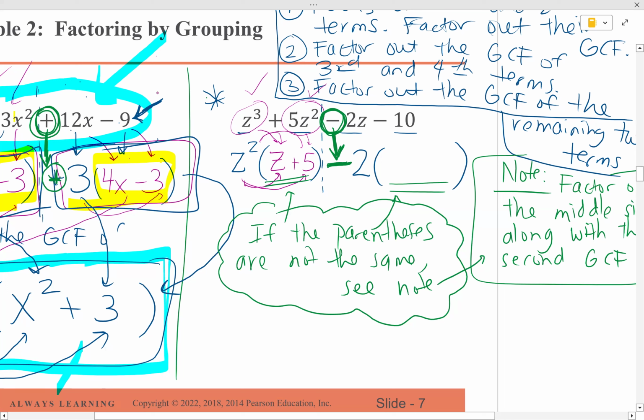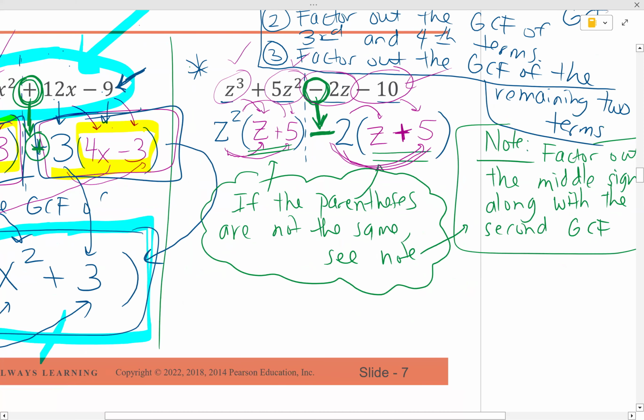Negative 2 times what would make negative 2z, because that's what I'm trying to make happen here, z. Negative 2 times z, yeah, okay. And then negative 2 times what would be negative 10? Well, 2 times 5 is 10. Would it be plus or minus 5? If I made it a minus, it would be a negative 2 times a negative 5, which is a positive 10. That's not what I want. I don't want a positive. So I actually have to put a plus here for it to be a negative times a positive and make a negative.